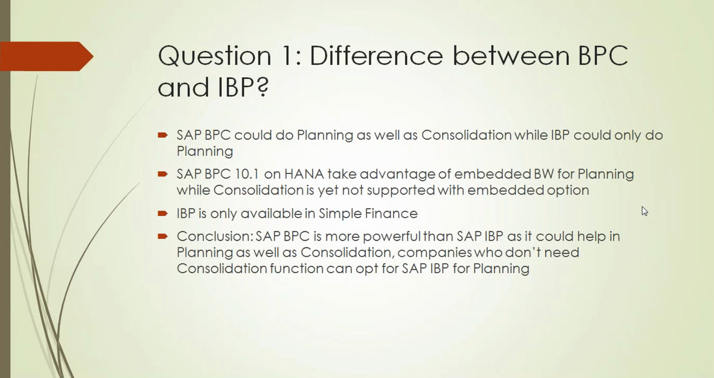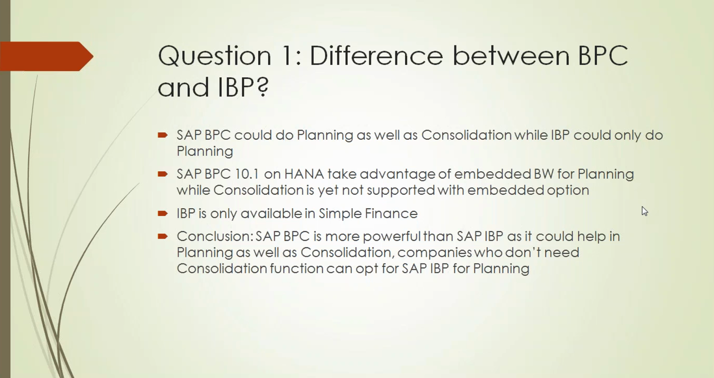Do you have any material where we should use BPC and where we should use IBP? Yeah, this is exactly what I'm talking about. If your company needs consolidation, it is a group company in which there are multiple company codes and some intercompany transactions, and you need group level consolidation, then integrated business planning is not going to support. It can be only used for planning, but consolidation it will not do. So if you have the requirement for consolidation, you have to implement SAP BPC.